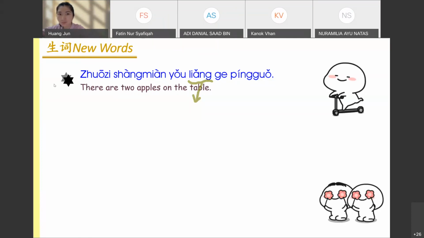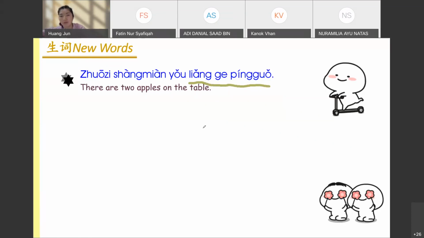Then if we ask a question to 苹果, which question word do you use? 苹果 is apple, so we use 什么. So we're asking for 桌子上面有两个什么, on the table have two, what kind of two items over there? So 有两个什么.